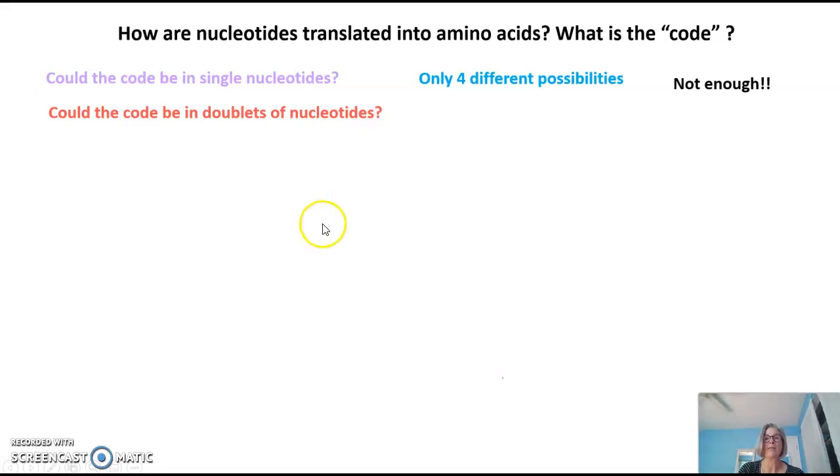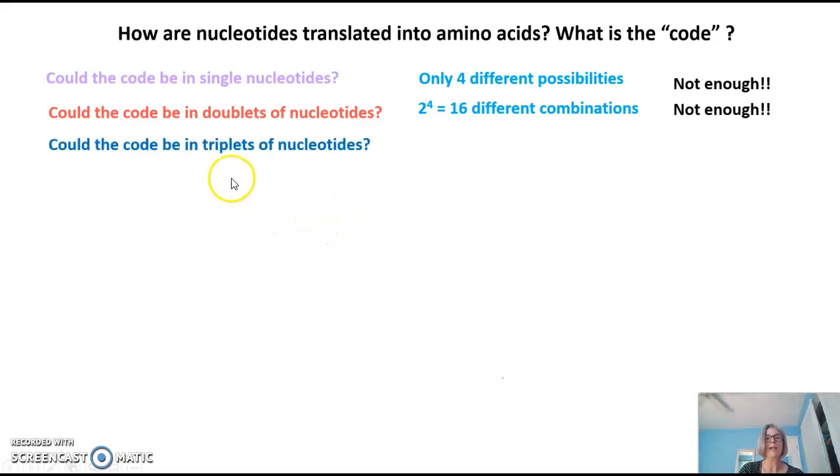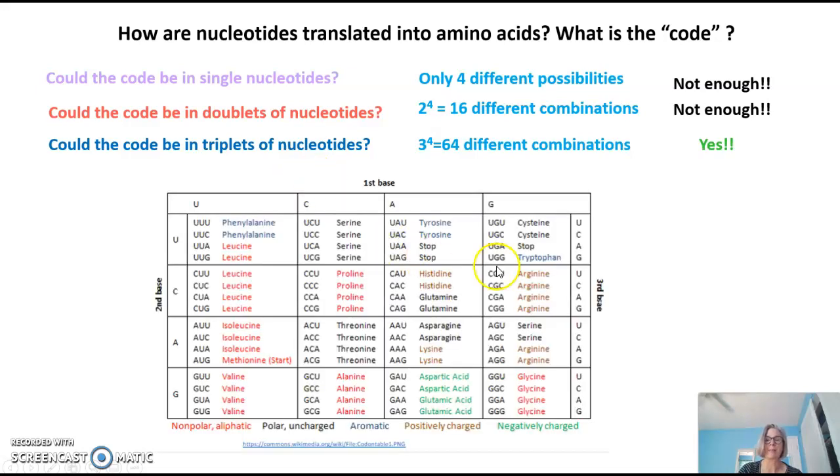Could the code be in doublets of nucleotides? Well, that would only give us 16 different combinations for 2 different places for 4 different nucleotides. And again, that's not enough. We need to be able to code for 20 different amino acids. Could the code be in triplets of nucleotides? This would give us 64 different combinations, and that's definitely enough. And it turns out the genetic code is written in triplets of nucleotides. Each triplet is called a codon, and one codon, which is composed of 3 nucleotides, codes for an amino acid.